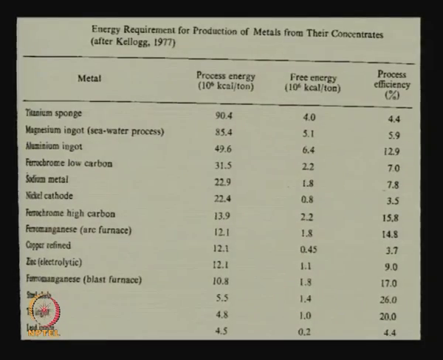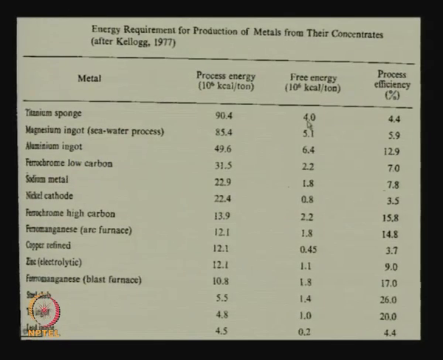But before I begin this last lecture, I would like to point out some mistakes that were there in a table I showed last time. Remember that I showed a table where I compared process energy and free energy for the production of various metals. I was trying to show that the actual energy you need in a process is much more than the free energy of formation of the compound, and the reasons are obvious.